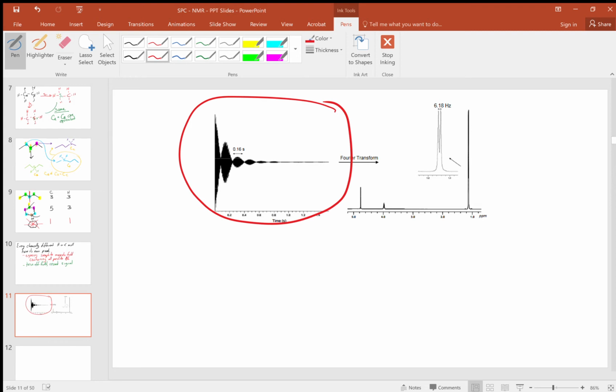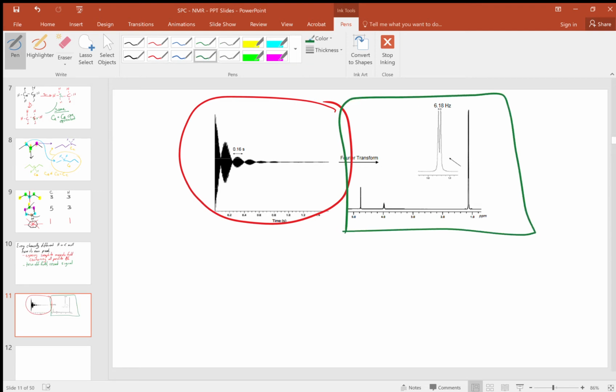Now, for some people who do NMR all the time, they can actually look at one of these FIDs and tell you if it looks okay. They might not be able to tell you much about the compound, but they can actually tell you if everything looks okay. But what we need is the actual spectrum, which is going to end up looking something like this.